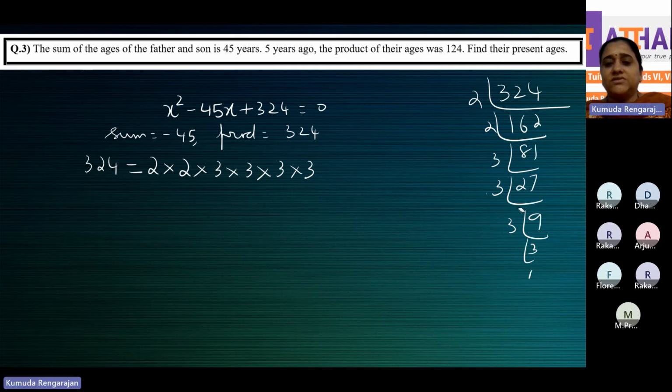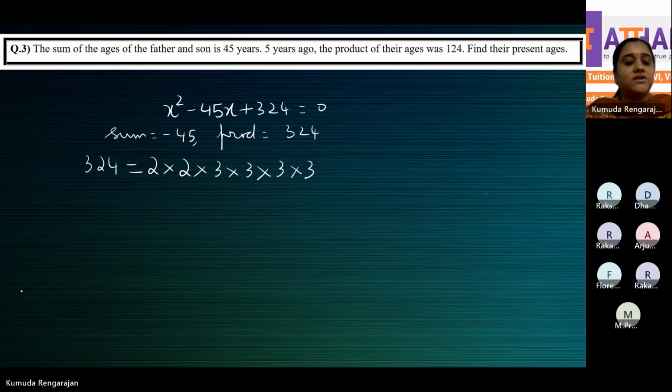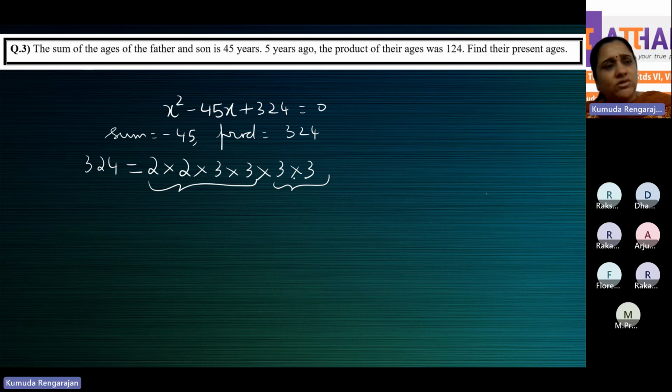The two numbers are 36 and 9. So how did we get them? It's not that we have to do it in any particular order, children. In any order, you group the numbers into two groups, multiply the numbers in the two groups, and get the two numbers.